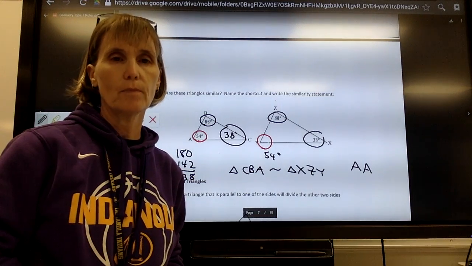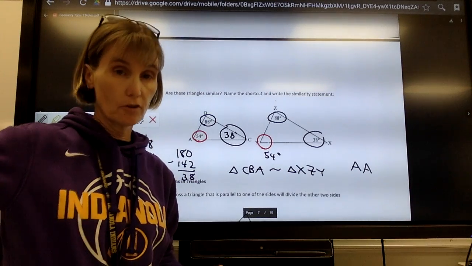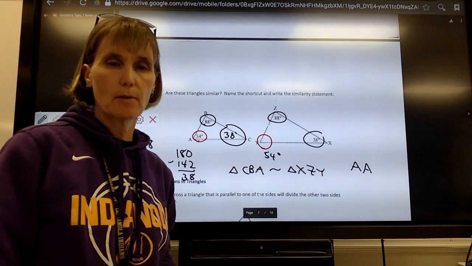AA, angle, angle. In any triangle, if we know two of the angles are the same as two angles in another triangle, well, that third angle has to be the same anyway.